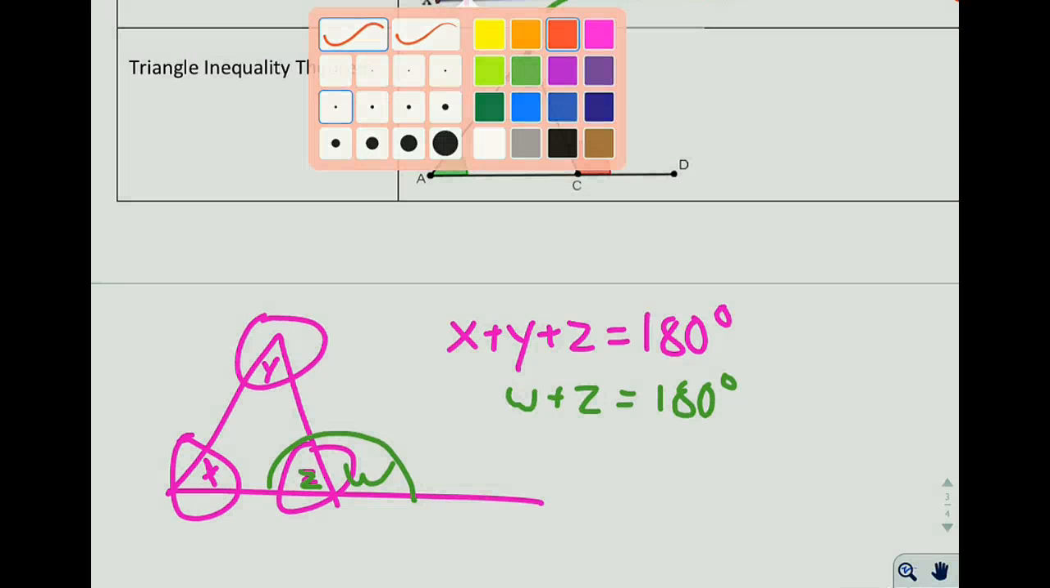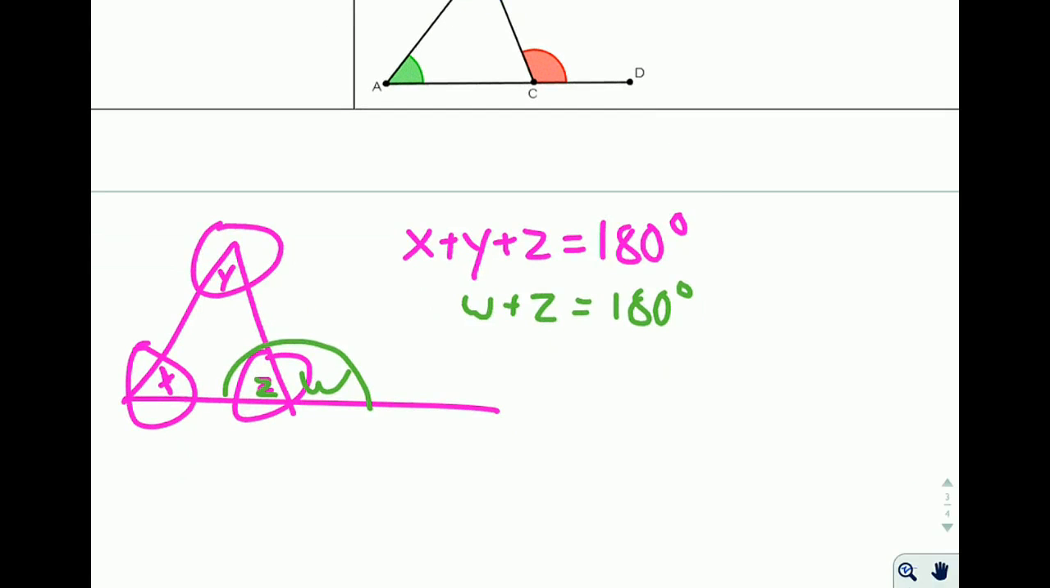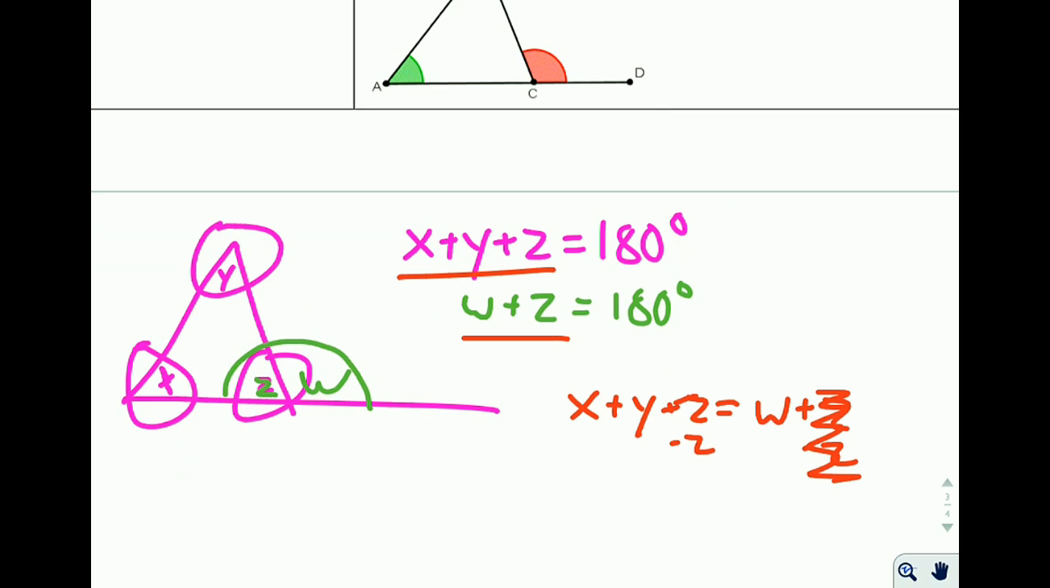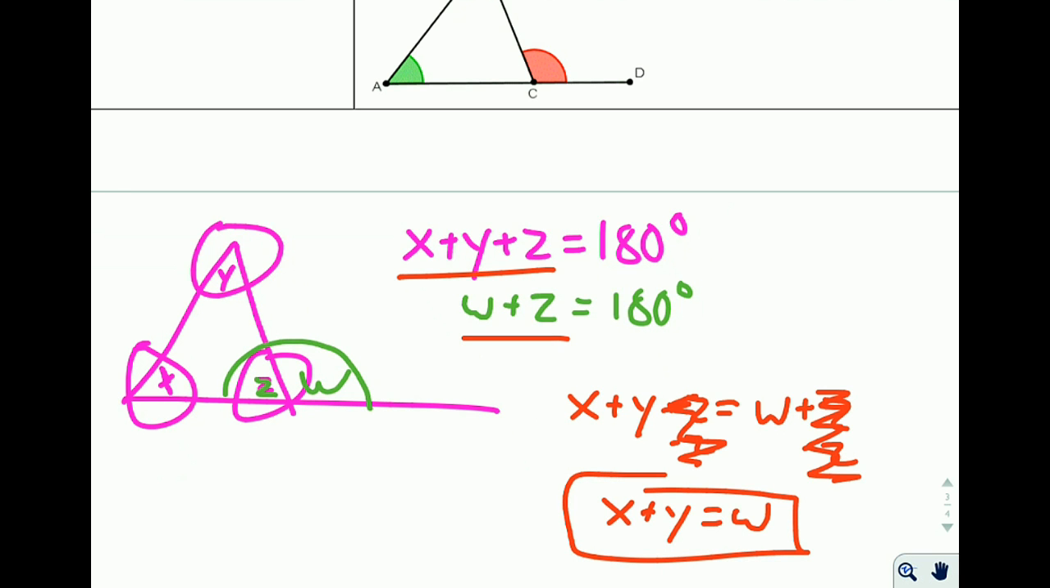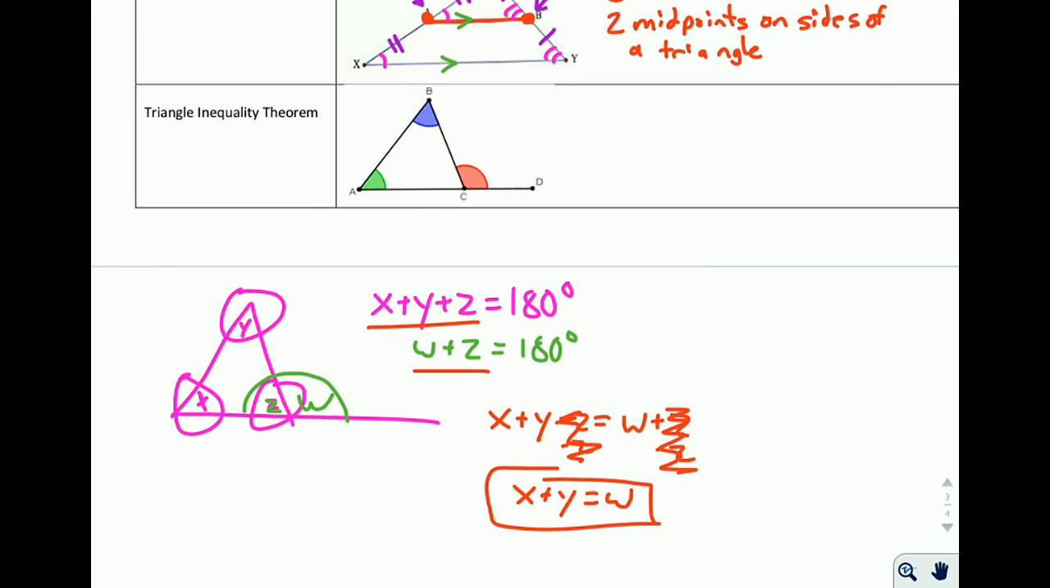Now, if you forget any logic here, just do some very straightforward substitution. They're both equal to 180. So I'm going to say that this must be equal to this. If they're both equal to 180, they're equal to each other. X plus Y plus Z equals W plus Z. And if I subtract Z from both sides, I get that X plus Y equals W. All I did was some algebra. I made two true statements, did some substitution, did some subtraction, and made a new true statement. X plus Y is W. And that's what the triangle inequality theorem is.